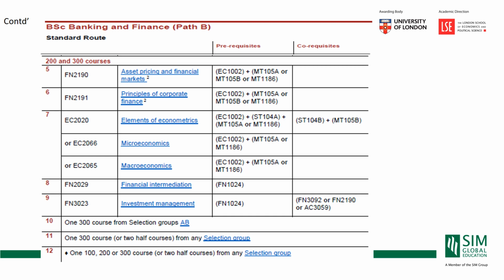Okay, if you don't choose Elements of Econometrics, you can choose either microeconomics or macroeconomics. Both courses are good and solid. Okay, and for banking and finance students, we highly recommend taking macroeconomics because it is useful if you are working in the banking industry.